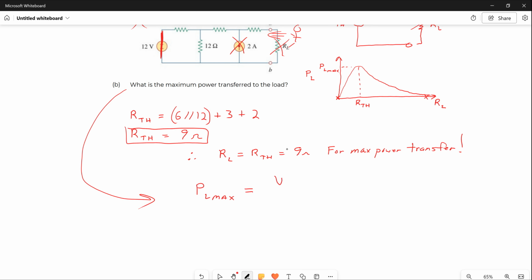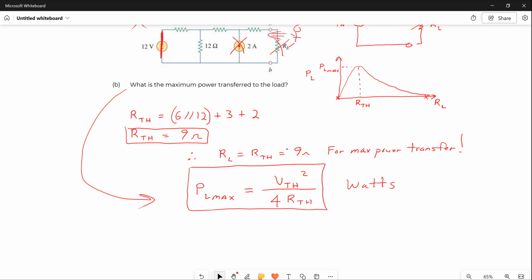It's the Thevenin voltage. We didn't find that, but it's the Thevenin voltage squared divided by 4 times the Thevenin resistance. The load resistance doesn't even appear in that because R Thevenin and RL are equal to one another. So that is like an equation that you can remember. That's in watts. That's the answer to part B in this problem, although we didn't calculate V Thevenin.